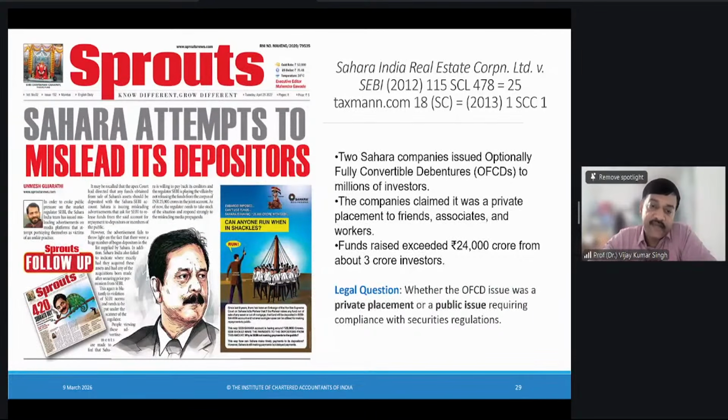SEBI was saying that you intended to reach out to so many people, more than 50, because this case is also under the 1956 law. So now it is 200. If you are reaching out to more than 200 people, there is a requirement of publication of the prospectus and all those particular statements, which has not been done in this case. And it was considered as a fraud by the courts. And there is a huge penalty which was imposed.